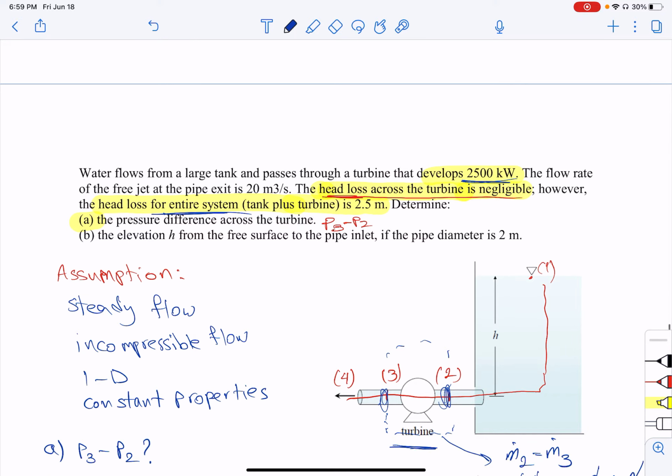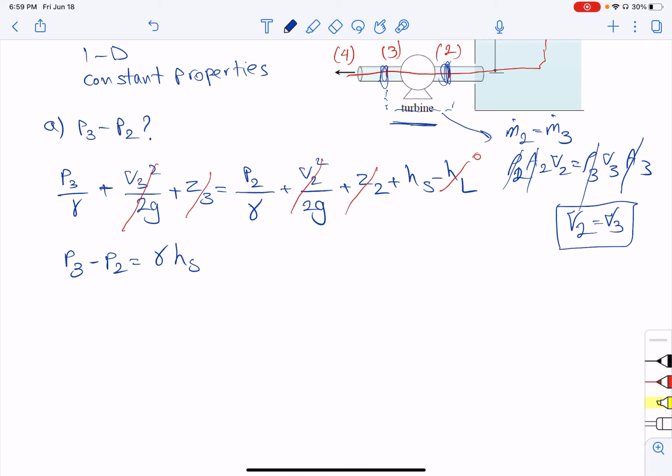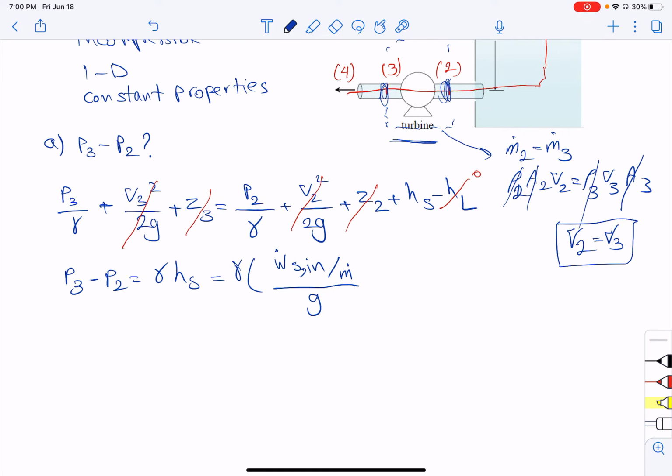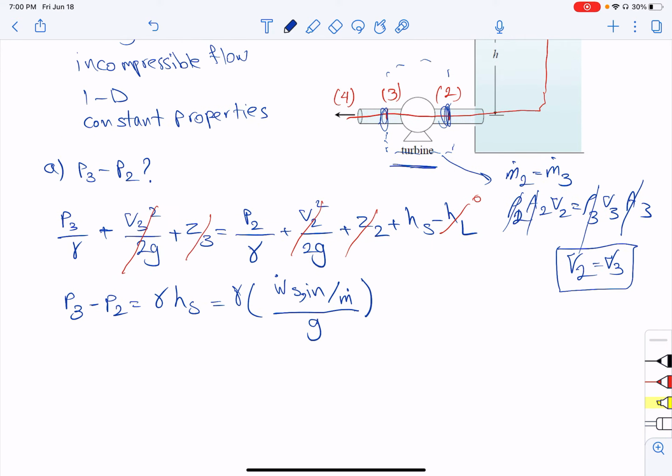We know the power of the turbine, so instead of HS let's use the expanded equation of it. So we have W dot S into the system over m dot times g. And then if we change that m dot to the Q term, we get gamma times W dot S in over gamma Q, right? And this gamma cancels out.